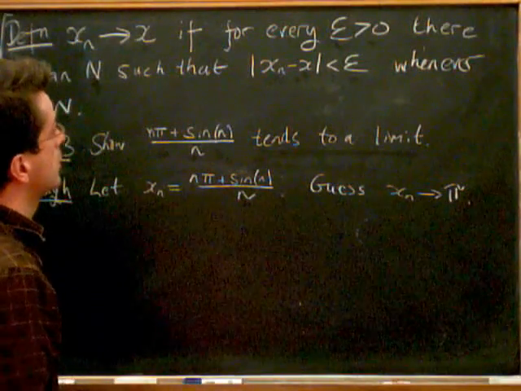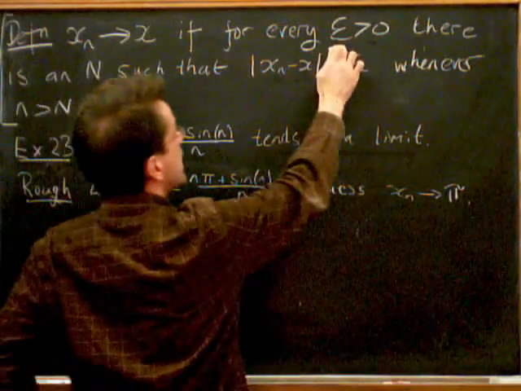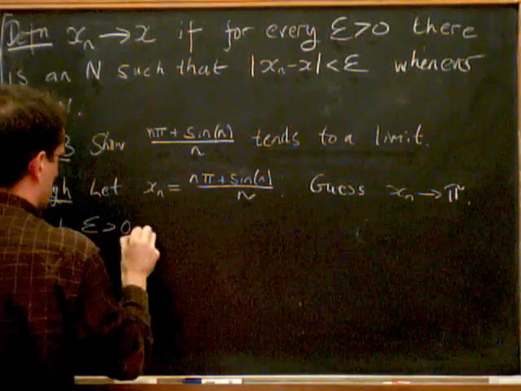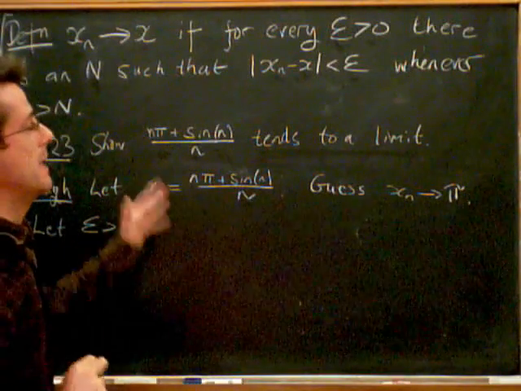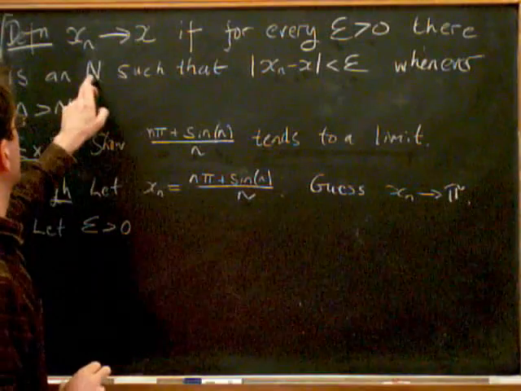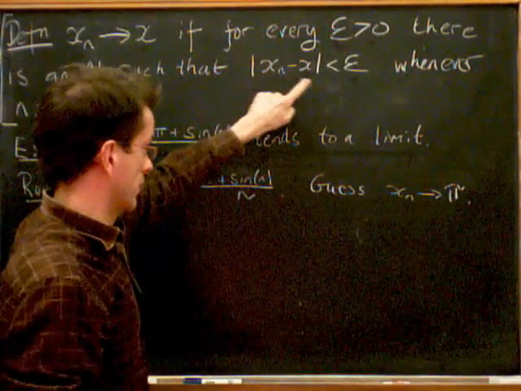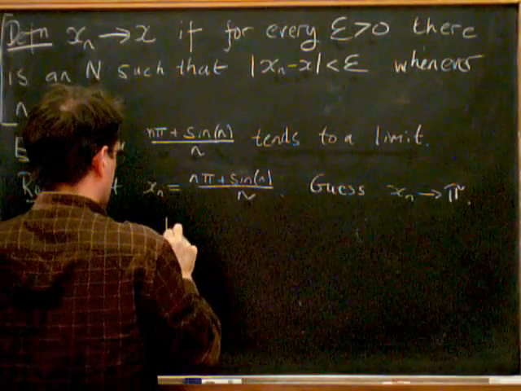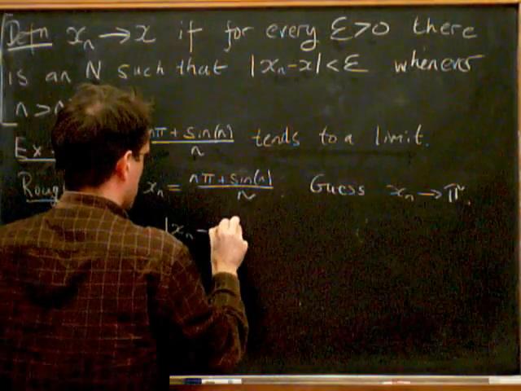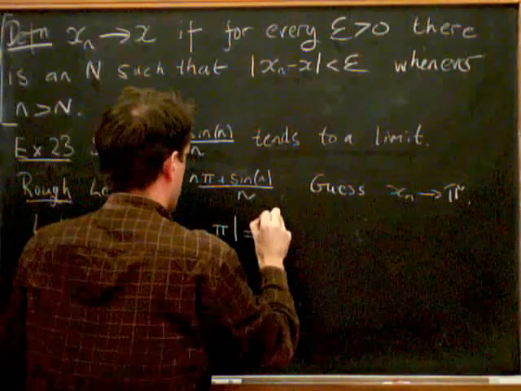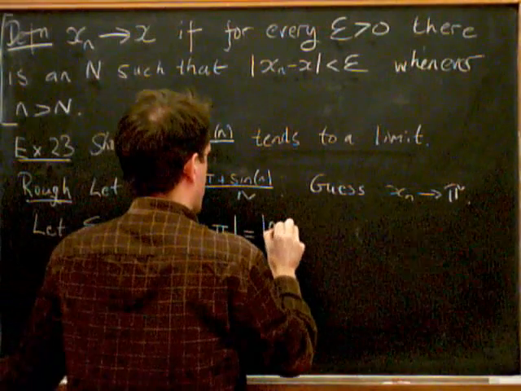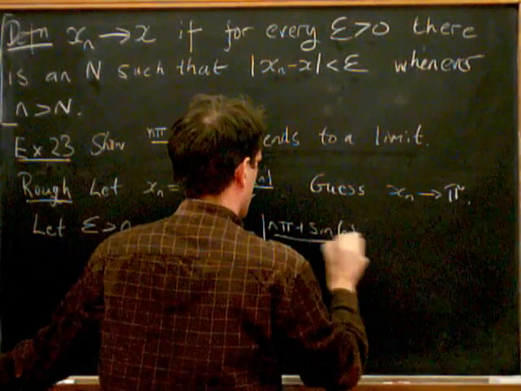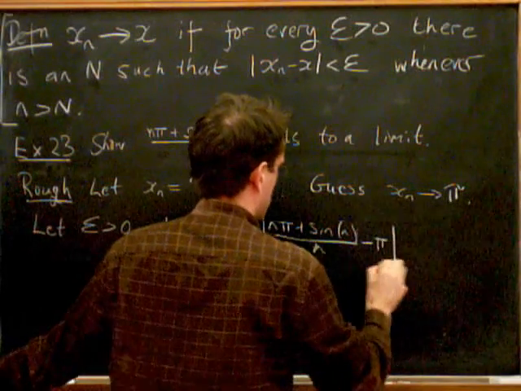Then we have to show that given any epsilon, so let epsilon be some positive number, possibly like a millionth or a trillionth or something, we have to find some n so that this is true. So let's just consider this condition. Then the modulus of xn minus pi is going to be equal to the modulus of n pi plus sine n all over n minus pi.